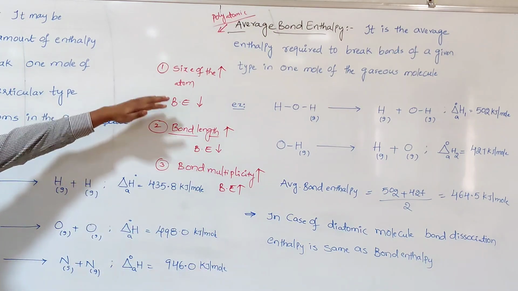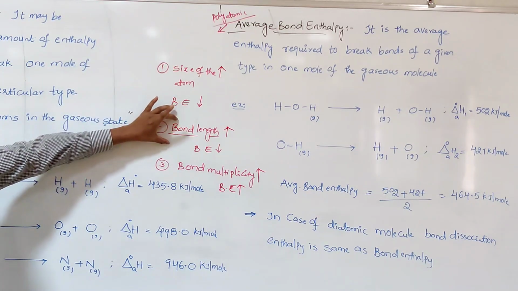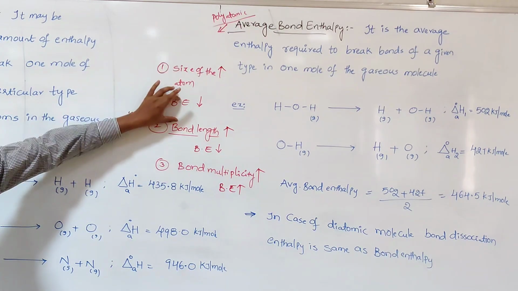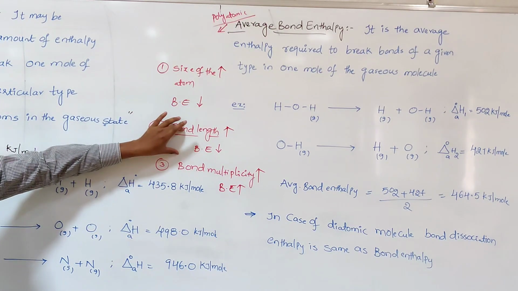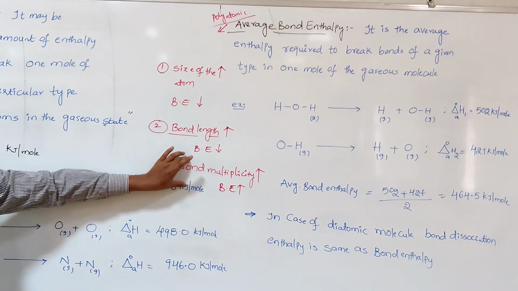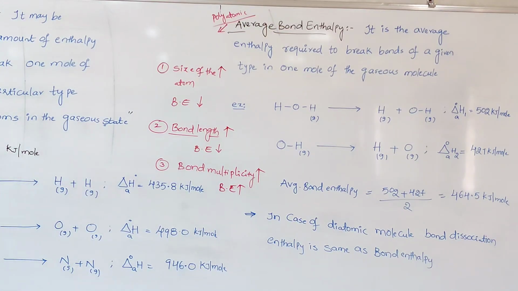And the three factors which are very important in influencing the bond enthalpy are size of the atom, bond length, and bond multiplicity. As the size of the atom increases, bond enthalpy decreases. As the bond length increases, bond enthalpy decreases. As bond multiplicity increases, bond enthalpy also increases.